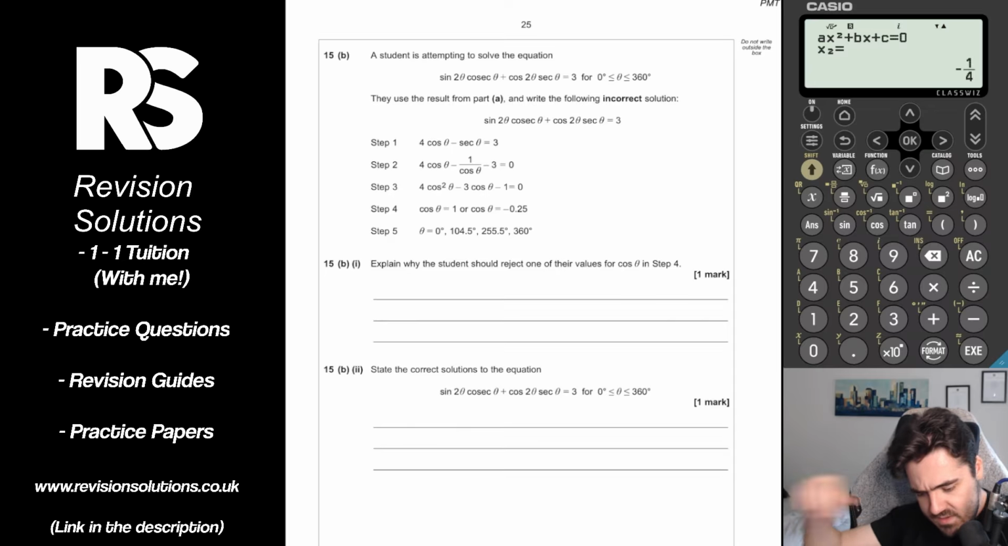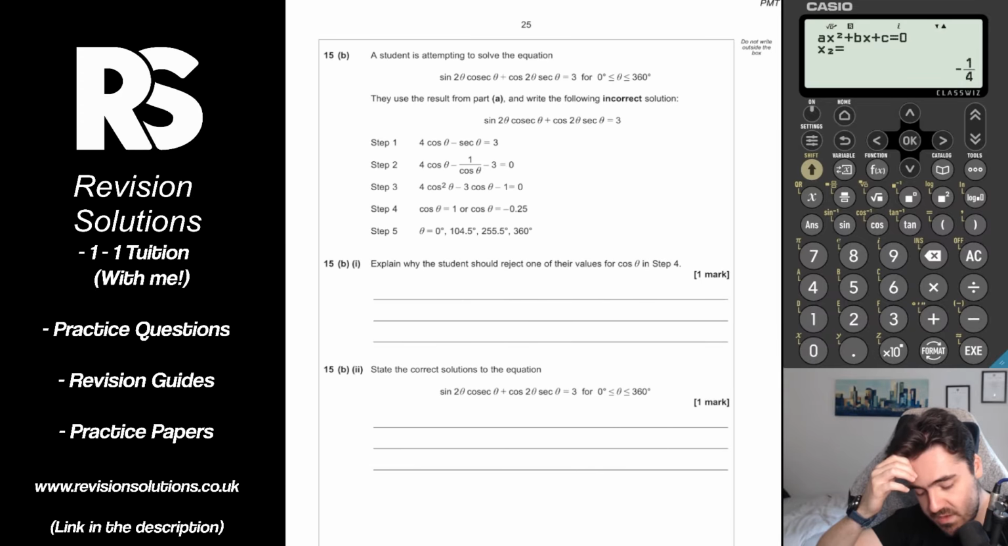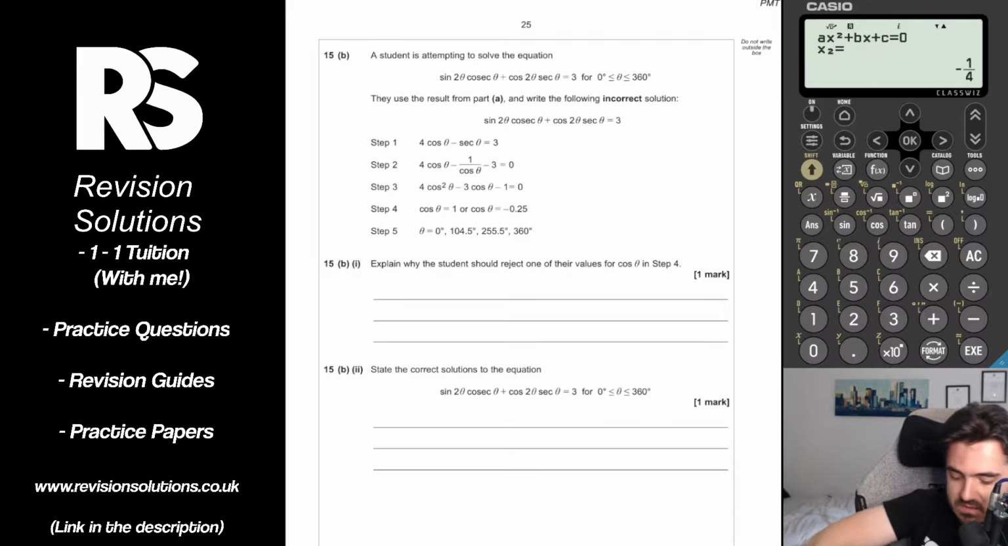Carrying over to part B, it says a student is attempting to solve this equation, which is notably the same expression we had a minute ago, but now it's equal to 3 to make it an equation. They use their result from part A. So this is their working, and then B part 1 says, explain why the student should reject one of their values for cos theta in step 4. So presumably that means one of the values is okay. There's got to be a reason why, like they've solved correctly, but it doesn't solve the original equation.